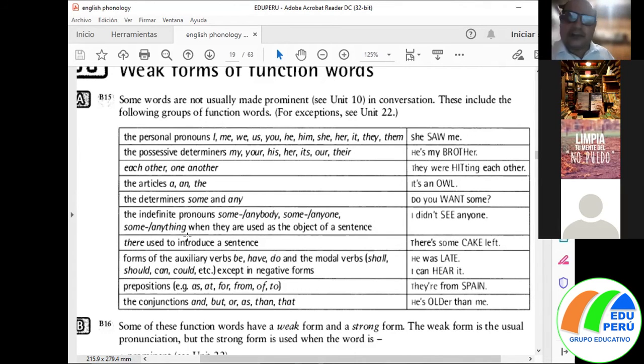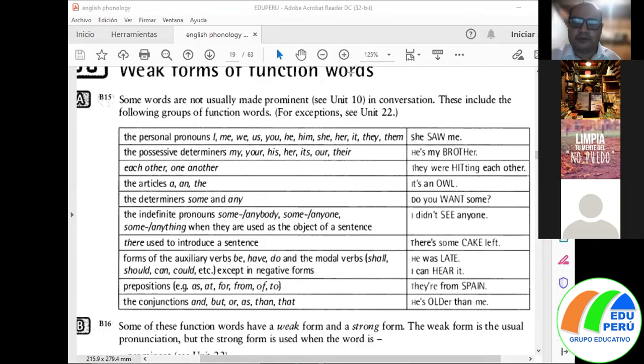Now, let's pass to the examples. Personal pronouns: I, me, we, us, you, he, him, she, her, it, they, them. They could be subject or object pronouns. Notice here the capital letters. In the first sentence, this is a very simple sentence: She SAW me. And this is related to the stress. Now here we are going to analyze the stress in sentences.